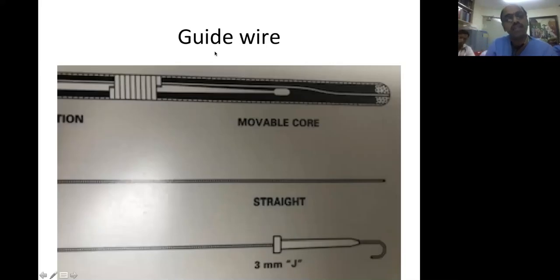Now, coming to the guide wire. Basically, there are 2 types of guide wires. The first type of guide wire is called the Teflon cotton guide wire.